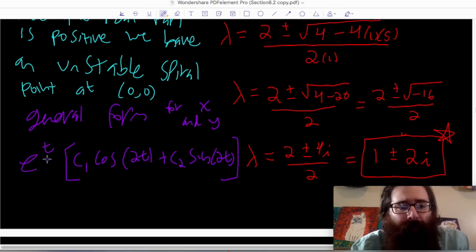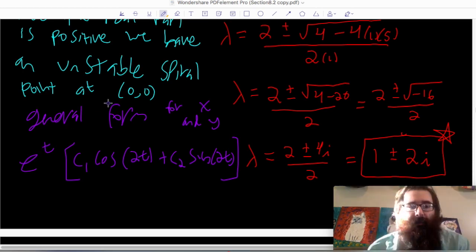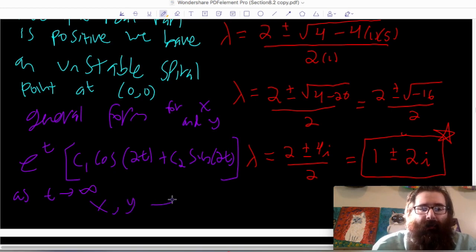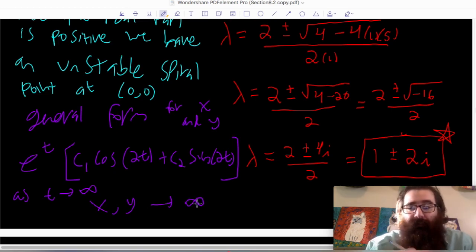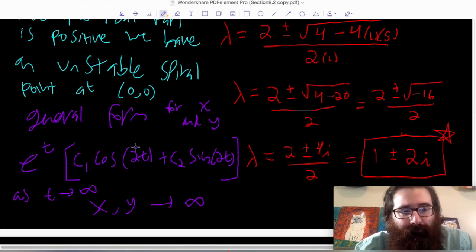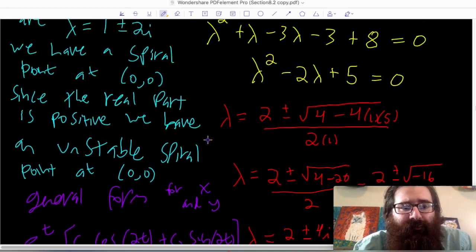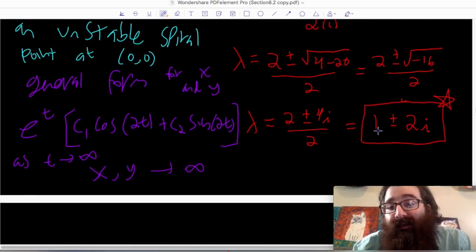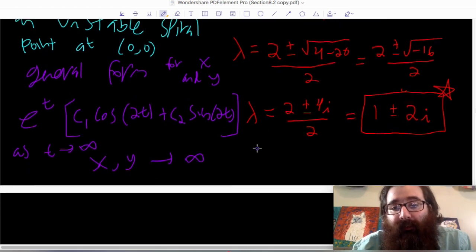However, since the real part is positive, that means we get e to some positive number times t. So what I want you to notice is that as t goes to infinity, x and y are both going to head to infinity. They're both going to diverge, right? So we get this spiral that's going to happen. So let's go ahead and see if we're saying we have an unstable spiral point at 0, 0. We can tell that information immediately from the eigenvalue that we get. Let's go ahead and see if we're right.